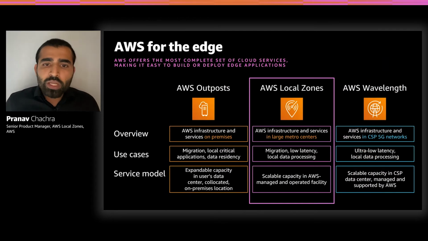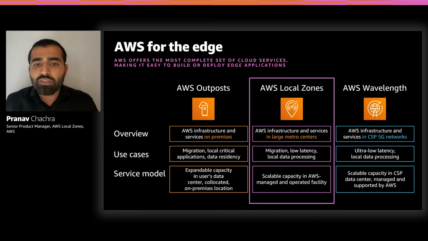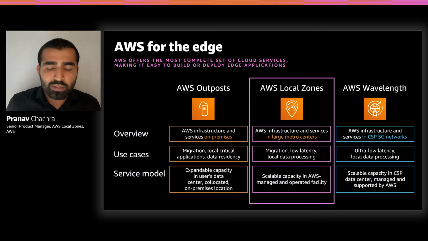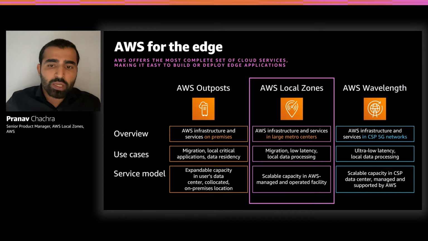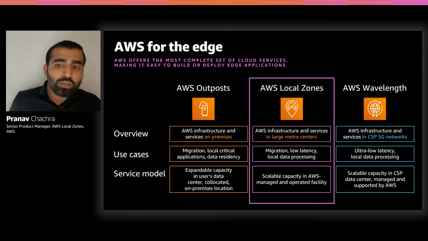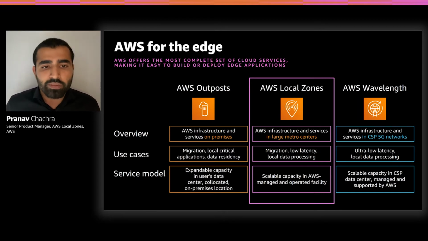AWS Outposts is a fully managed service that extends AWS infrastructure to virtually any data center or on-premises facility for a truly consistent hybrid experience. It is designed for workloads that need to remain on-premises due to latency requirements. However, not every customer wants to operate their own on-premises data center. In fact, there are customers who are interested in getting rid of their data centers entirely. And that's where AWS Local Zones come into the picture. Local Zones allow such customers to gain all the benefits of having compute and storage resources closer to the end users without the need to operate their own data centers.